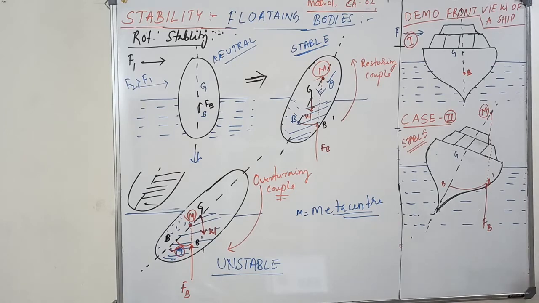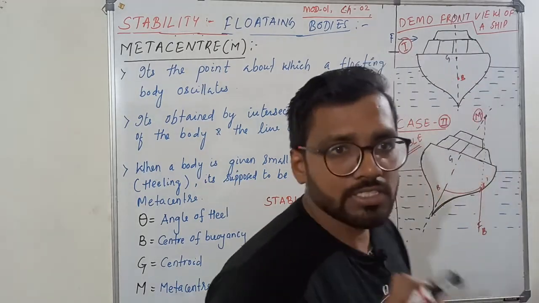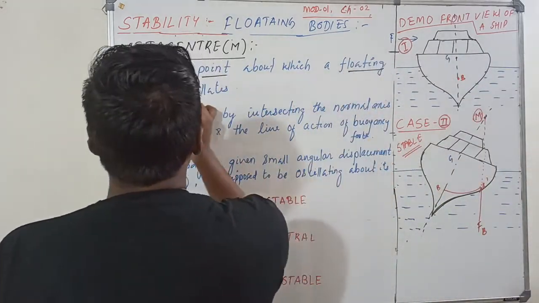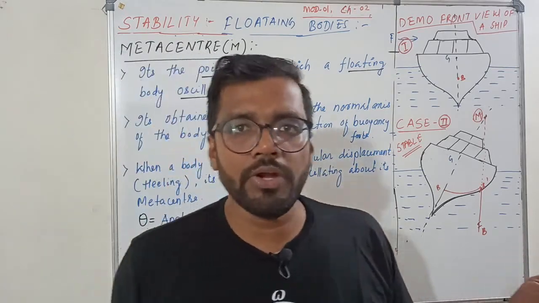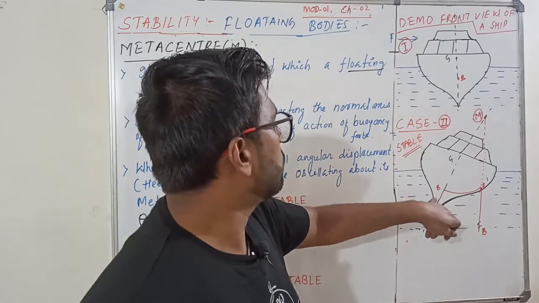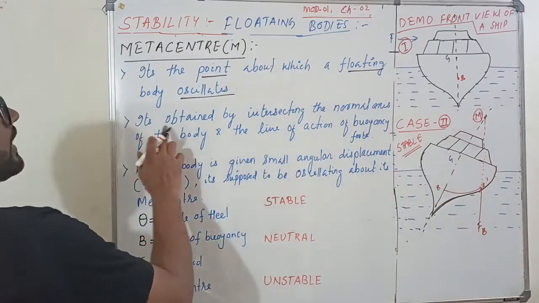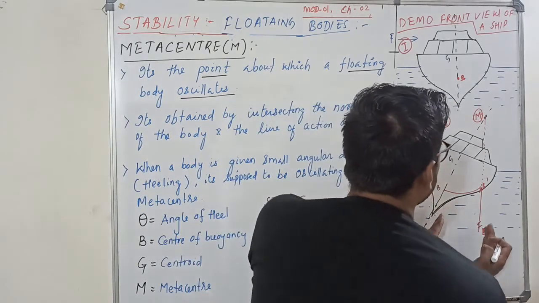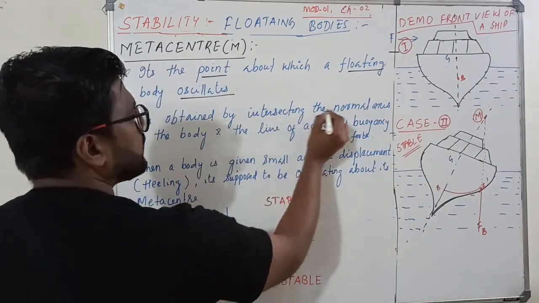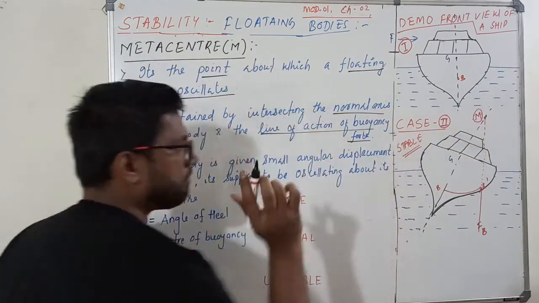Very good. So let's write the theory about this. What is your metacenter? Sir, metacenter is the point about which a floating body oscillates. So your BM will be your metacentric radius. Now it is obtained by joining the line of intersection of the buoyancy force and the centroid, intersecting the normal axis and the line of action of your buoyancy force.